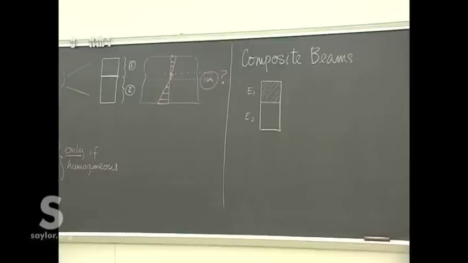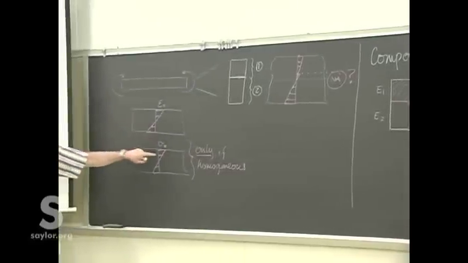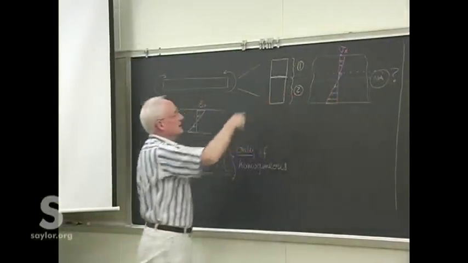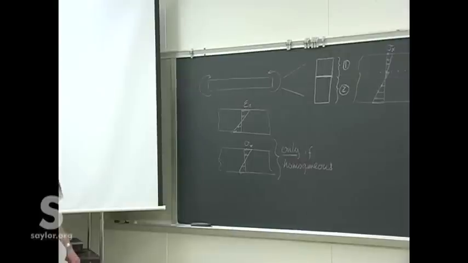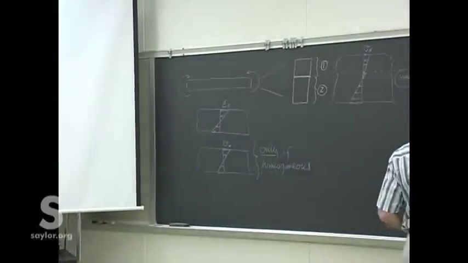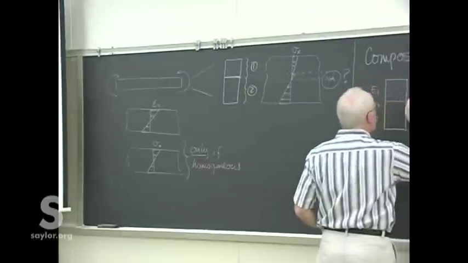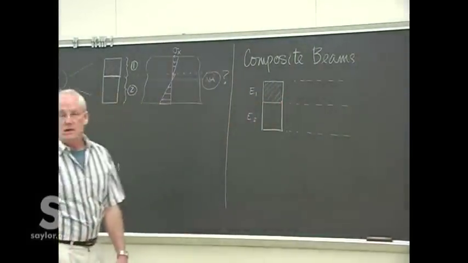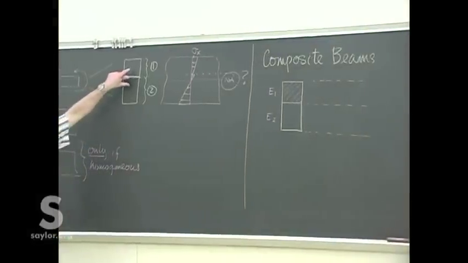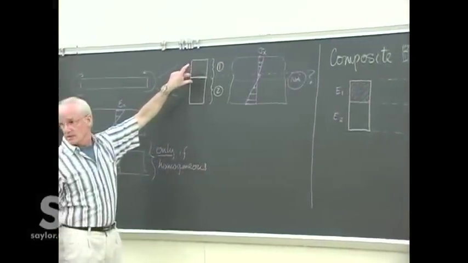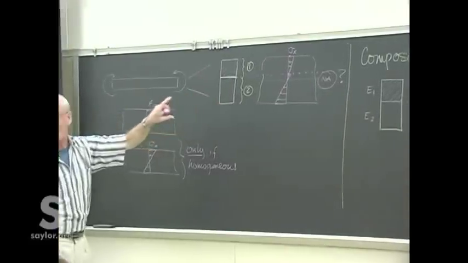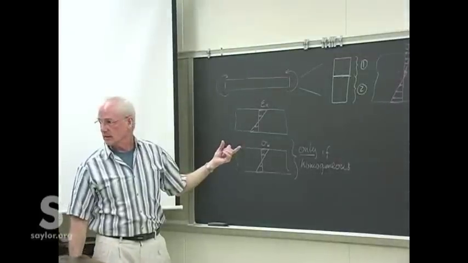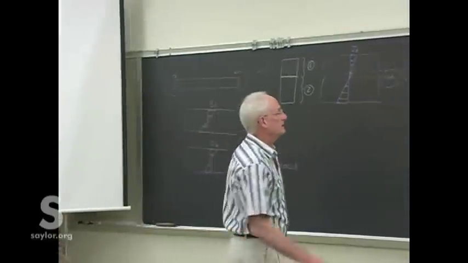The strain is still linear. The stress is no longer quite linear. Well, it's linear, but it's disjointedly linear, I guess, if you will. So here's what we're going to do. Everything we've done so far has been for beams of homogeneous material, the same material throughout. So what we're going to do is we're going to take that composite beam, turn it back into a beam of homogeneous material, and then analyze it like we would have before.